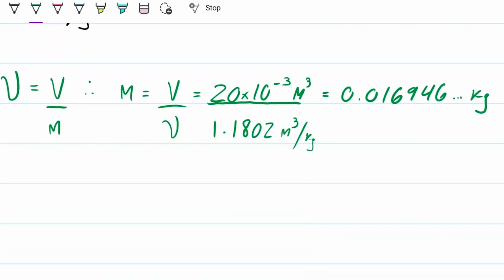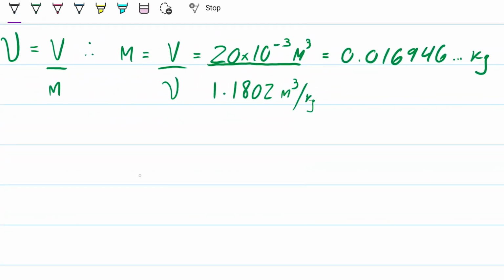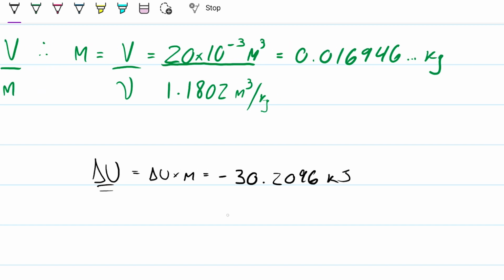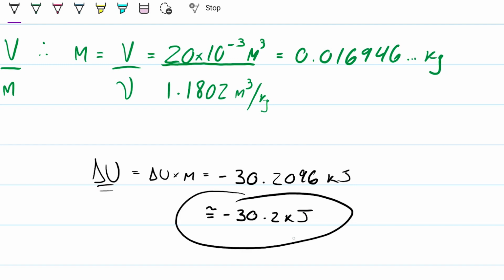And now what we can do is, if I want to know the uppercase delta U, I'm just going to take the lowercase, specific one, multiply by this mass, and that's going to give me negative 30.2096 kilojoules. So we can go ahead and approximate that. Okay, so this is approximately minus 30.2 kilojoules. So that massive number of 1700 kilojoules per kilogram now just became a very small number of 30 kilojoules.